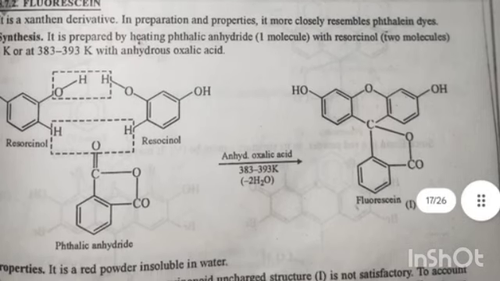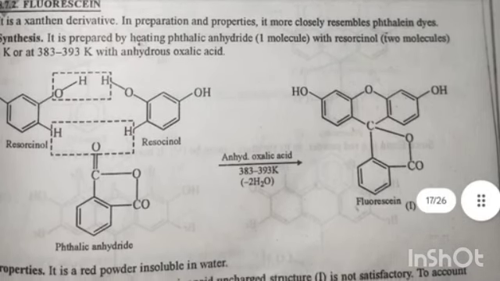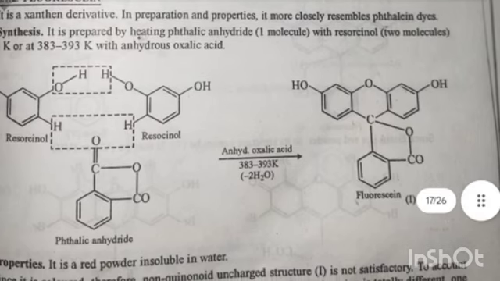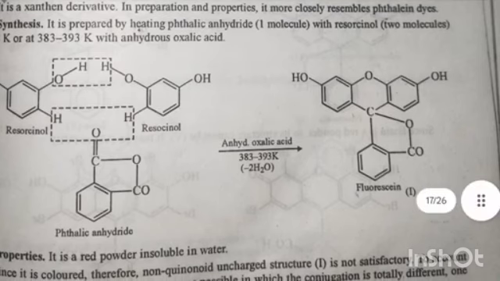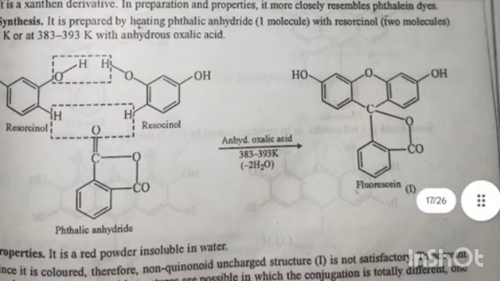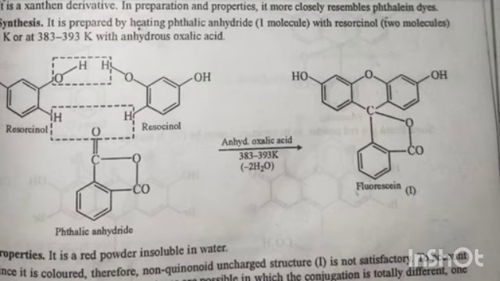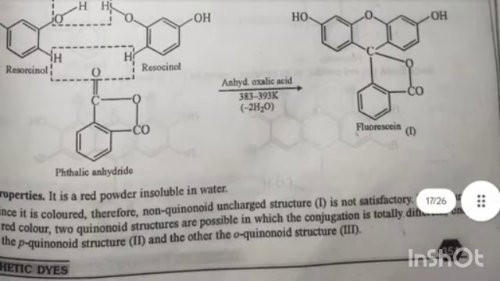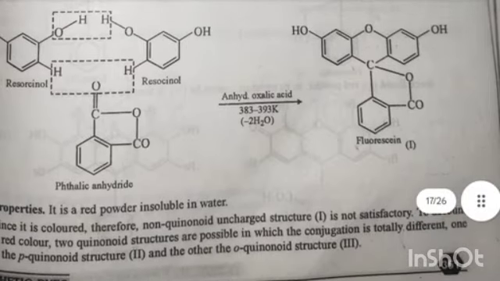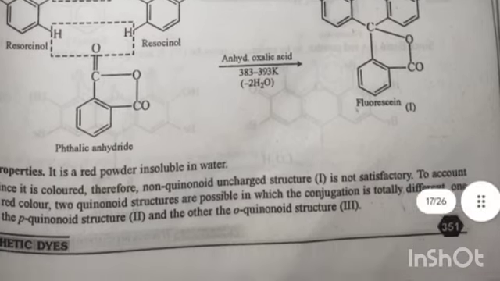Fluorescein. It is a xanthene derivative and more closely resembles the phthalein dyes. Synthesis: it is prepared by heating phthalic anhydride with resorcinol at 473 Kelvin, or at 383 to 393 Kelvin with anhydrous oxalic acid. When phthalic anhydride is heated with resorcinol in the presence of anhydrous oxalic acid, then fluorescein is formed as a product.